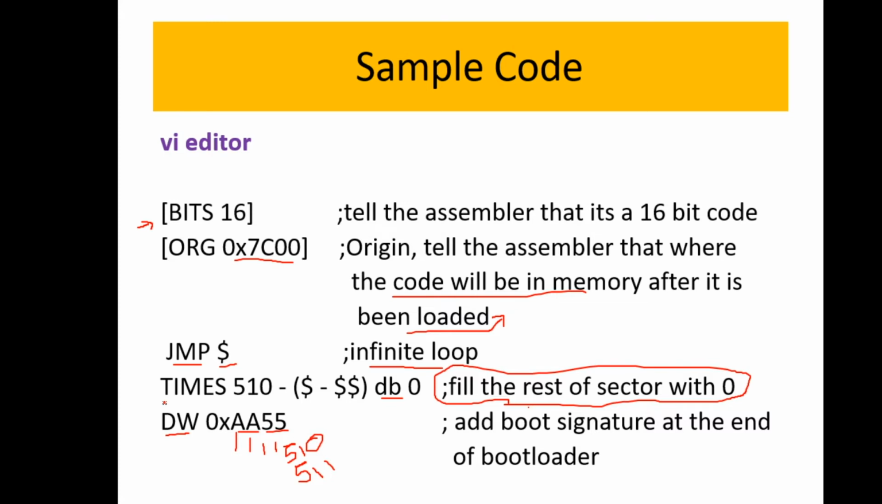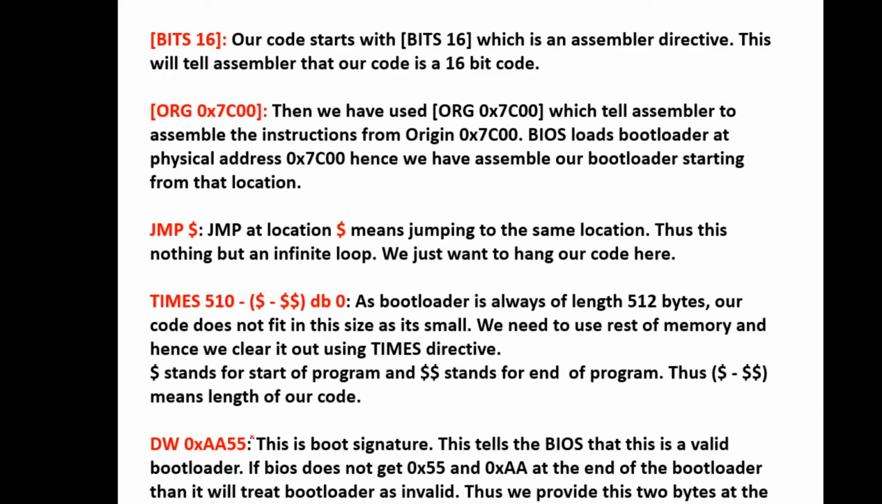And the last 2 bytes are very essential to store your magic number 0xAA55. So the instruction we are using here, 0xAA55, is a data word. Okay, so I am using DW to store it as a 16-bit value. Whatever I just explained is given in the text as well.